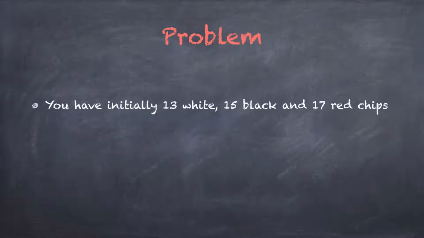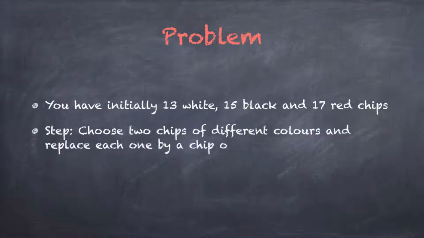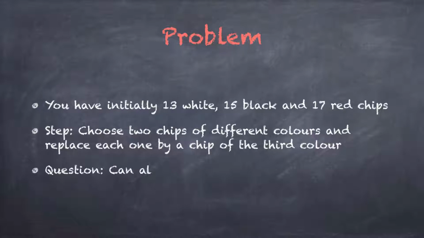So let's begin. This is the problem statement. You are given initially 13 white, 15 black, and 17 red colored chips. This is the step or the operation that you are allowed to perform on these chips. You can choose any two chips of different color and replace each one by a chip of the third color. This step you can perform again and again on these chips.